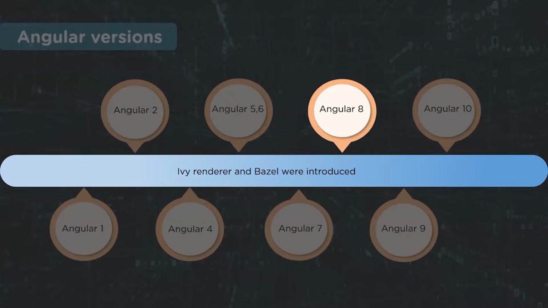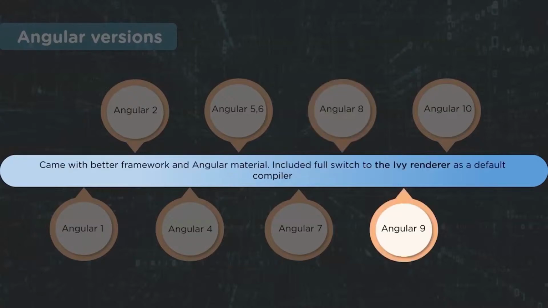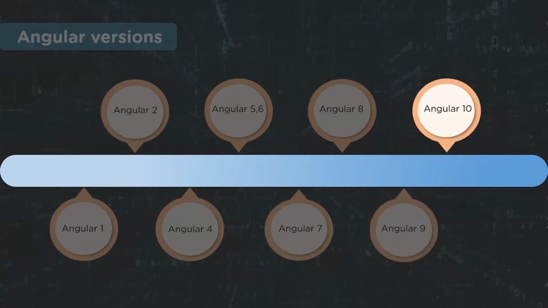Also, features like Ivy Renderer and Bazel were introduced. Moving on to Angular 9, this was released in February 2020. Now, Angular 9 came up with the most awaited Ivy compiler. Its advantages were faster testing, better debugging, improved CSS class and style binding, improved type checking, improved build errors, improved build times, and improved internationalization. It came with better framework and Angular Material. And now the latest version, that is Angular 10, was released in June 2020.